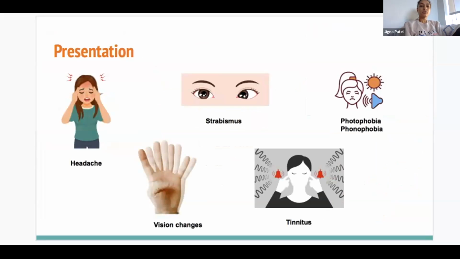Usually these patients present with a headache, and it is the most common symptom. It can often be subacute and progressive, usually over days to weeks. They can also present with visual disturbances, some of which could be diplopia. They may have some strabismus, and they may complain of transient vision loss or even blurry vision.